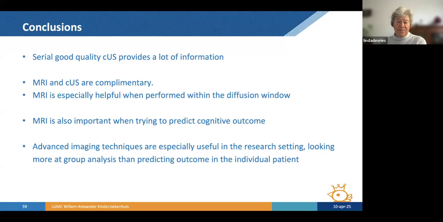So to conclude, serial good quality ultrasound is still really very important. We should not forget that, and we won't. The two techniques are really complementary. The MRI is especially helpful when you do it within the diffusion window, so the first week after the injury. The MRI is also important when you try to predict cognitive outcome, but then you need more often to use these advanced imaging tools. And I think AI will also probably play an important role in MRI in the very near future.